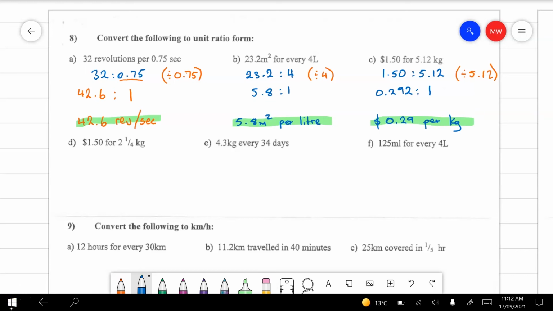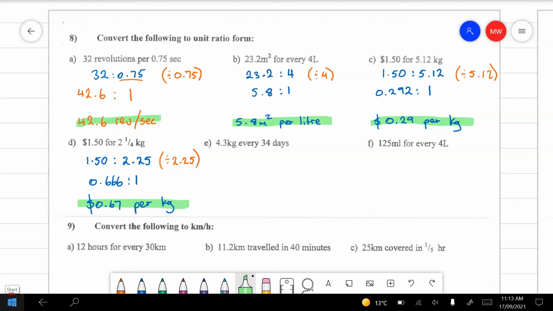Next one, I've got $1.50 per 2.25 kilos, or 2 1/4. You can just put 2 1/4 straight into your calculator if you like. So same deal. I don't want that. I want it per kilo. So I'm going to divide both sides by 2.25, and my new value will be 67 cents. So 0.67 per kilo.